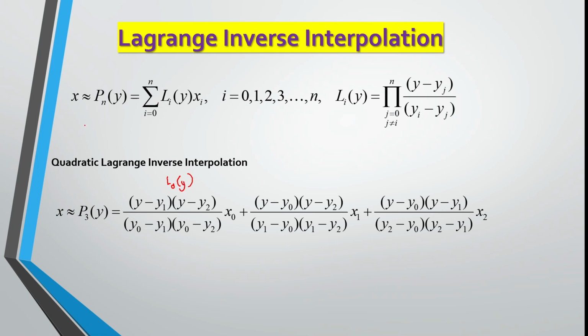If it is interpolation, given x you want to find f(x). So f(x) is a polynomial in terms of x, a polynomial of degree n. The inverse is the opposite: given y, you want to find x. If interpolation is given x, find y. So it is the reverse.